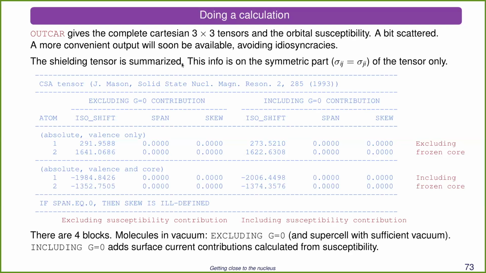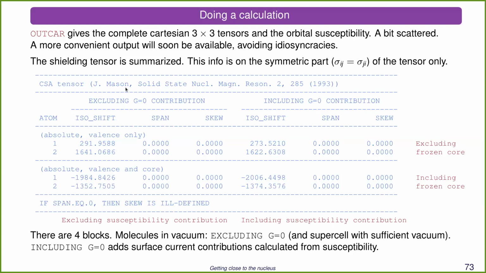What happens there is the tensors are built, the tensors are symmetrized, and after the symmetrization of the tensor, we calculate the shift or the shielding, the span, and the skew. And we do it in 4 different ways. You see 4 blocks over here. You can either do it with the frozen core electrons included, that's over here, or excluding the frozen core electrons, just a rigid contribution being added when you go from here to here. And what you can do is you can do it excluding a G equals 0 contribution and including it.